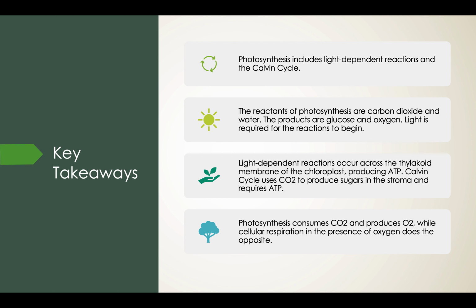So photosynthesis then consumes CO2 and produces O2, or consumes carbon dioxide and produces oxygen, while cellular respiration, in the presence of oxygen, does the exact opposite. So in the presence of oxygen, cellular respiration will take in the oxygen and produce the CO2. And then photosynthesis, the plants will take in the CO2 and produce the oxygen. So it's a really perfect system.